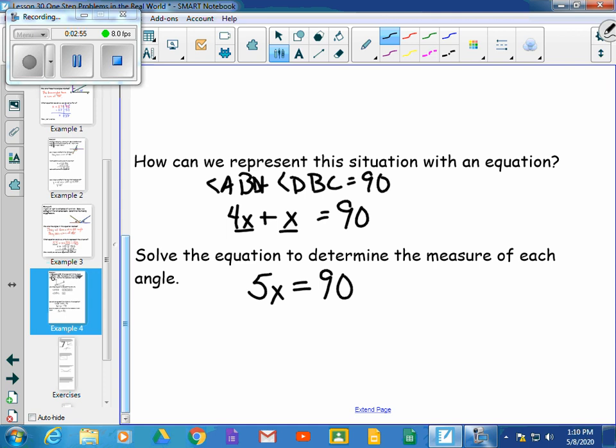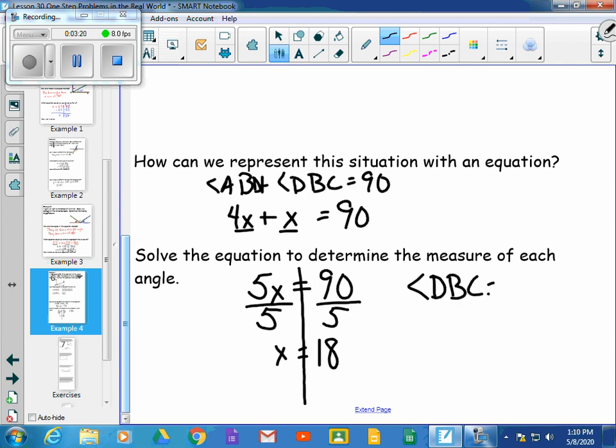And then we can solve the equation using algebraic methods. We can get the X by itself by doing the opposite. The opposite of multiply by 5 is divide by 5. And we're going to do the same operation on this side of the equation. And 90 divided by 5 equals 18. Now that tells us that the smaller angle, angle DBC, equals 18 degrees.